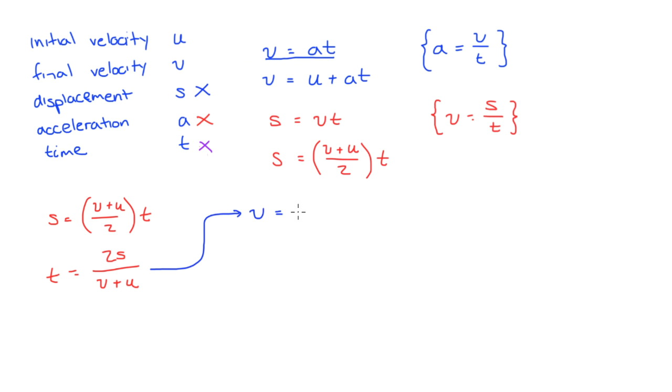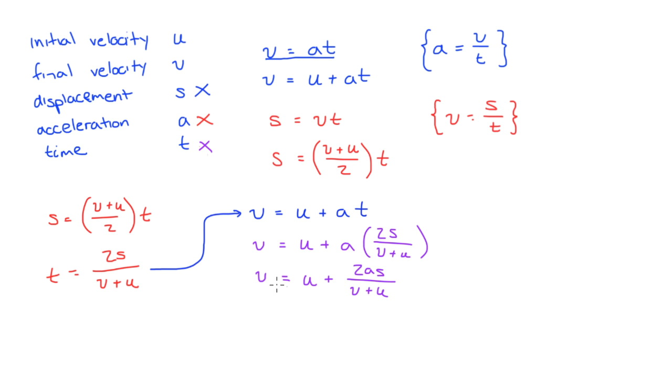Now what we're going to do is take that equation and sub it into our old friend up here, velocity equals initial velocity plus acceleration times time. So that's going to give us a new equation where velocity is equal to u plus acceleration times 2s over v plus u. So that's going to give us v is equal to u plus 2as over v plus u.